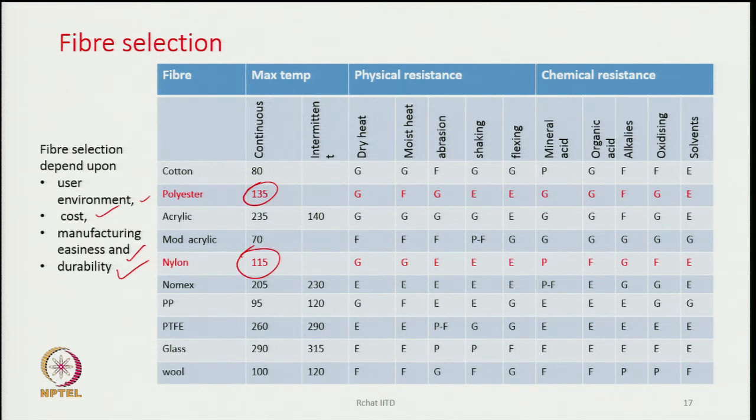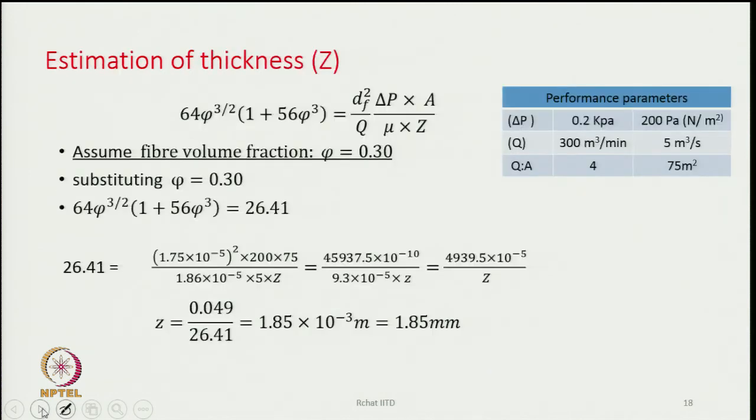In heavy, high-temperature applications, obviously polyester and nylon cannot be used. We have not really stated in detail what the user environment is, so we can skip that. Let us just think that these two fibers are suitable, keeping in mind the rest of the parameters, including user environment. That is not a very high-temperature kind of application that polyester and nylon cannot bear.